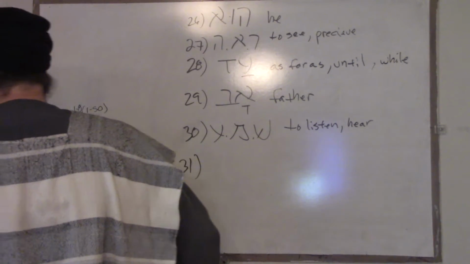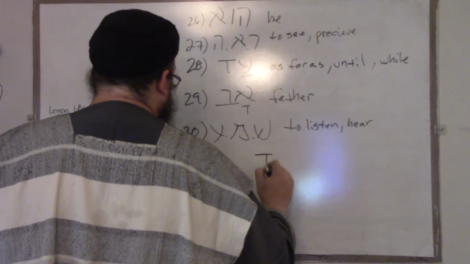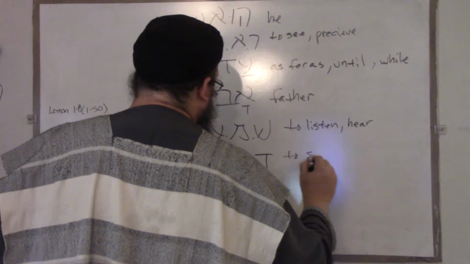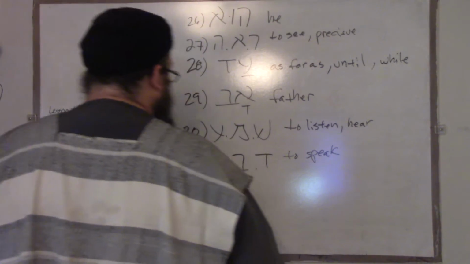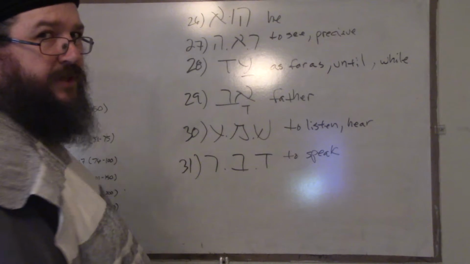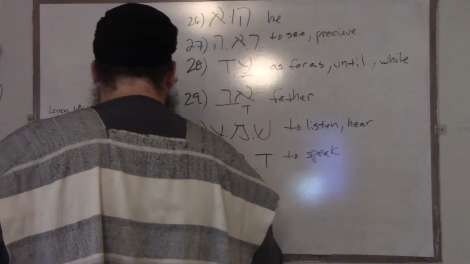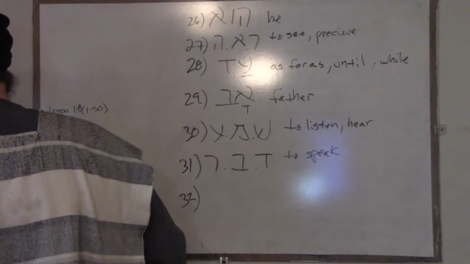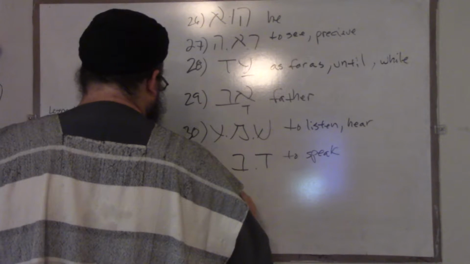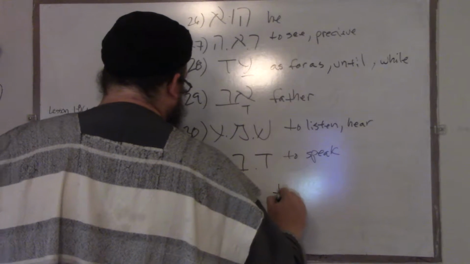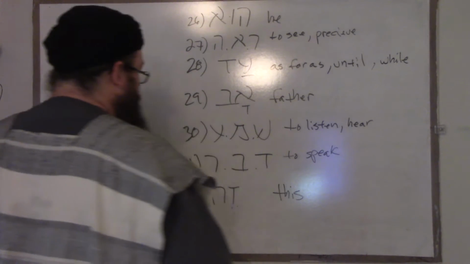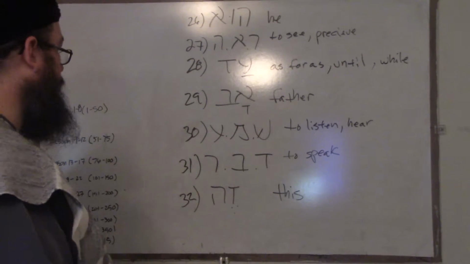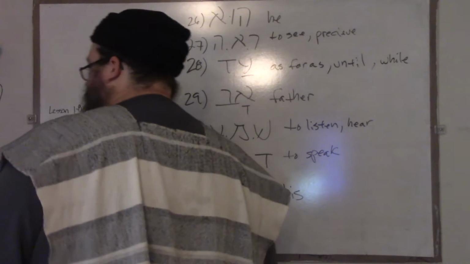So 31, we have the word dalet, bet, resh, which is to speak. That's where you get the word davar from. It's from the word to speak. 32 is the word ze, which is the word for this. It's the pronoun that describes things. It's where we get that relative pronoun, ze, this.